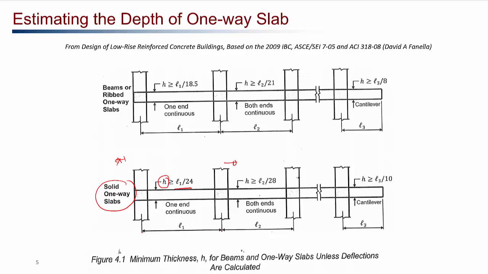And if this is a middle slab, that means it is continuous on both sides, there is a slab on this side and there is a slab on the other side as well, the depth of the slab can be taken as L2 over 28. And if it is a cantilever, the depth of the slab should be greater than or equal to the span over 10. So this will give us a rough estimate of what the depth of the slab should be, which we should take for calculating the self-weight of the slabs.